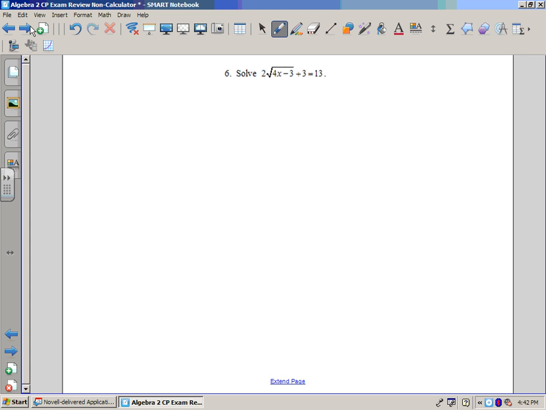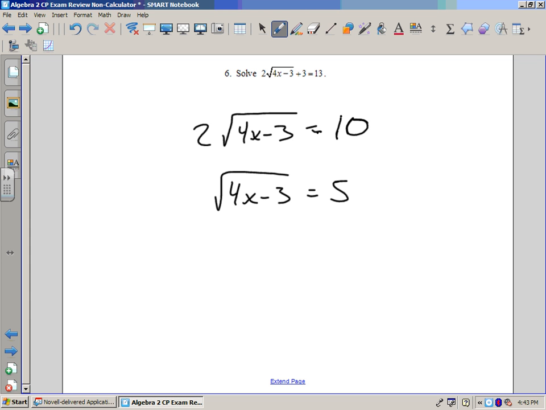Number 6. In order to solve this equation, I need to isolate the radical. So the first thing I'm going to do is subtract 3 from both sides. I'll get 2 times the square root of 4x minus 3 is equal to 10. Dividing both sides by 2, the square root of 4x minus 3 is equal to 5.